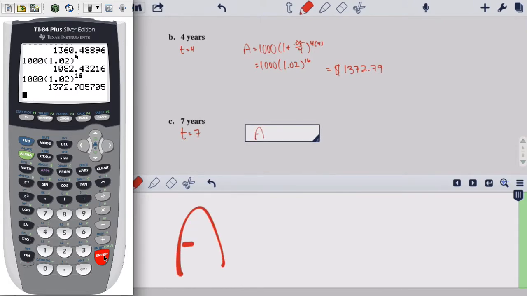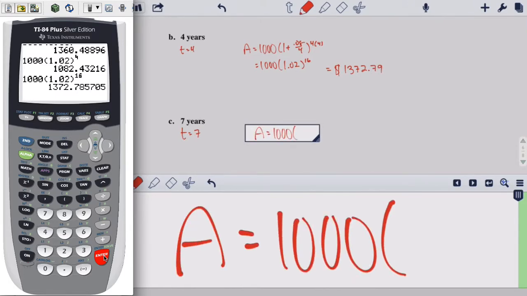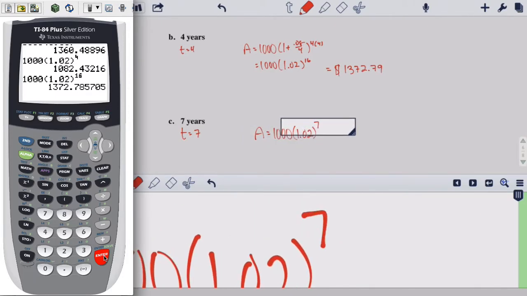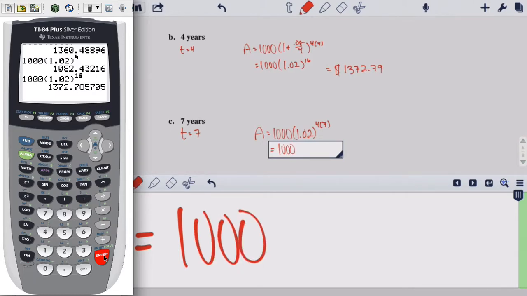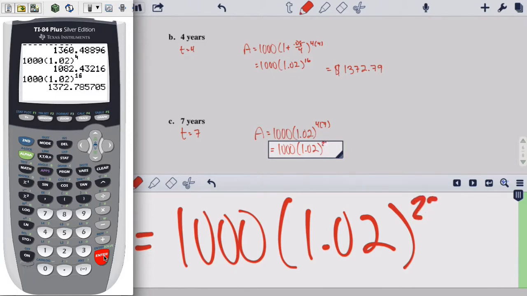7 years. Okay, so for 7 years, T is equal to 7. So again, I get A is equal to 1,000. I'm going to skip a step here and say that's 1.02 raised to the 7 times, or excuse me, 4 times 7. Okay, notice that thing in the middle doesn't change. It's 8% compounded quarterly. So I'll get 1.02, and that's a 28.